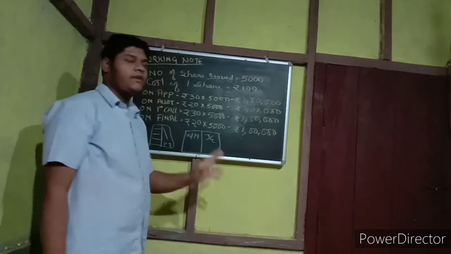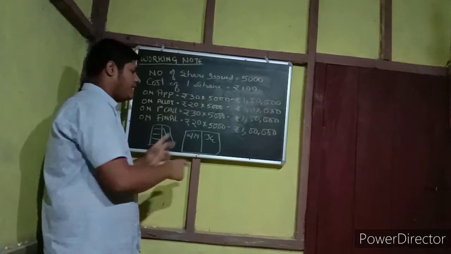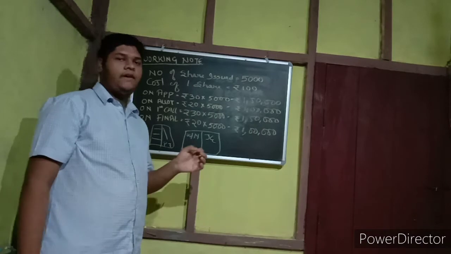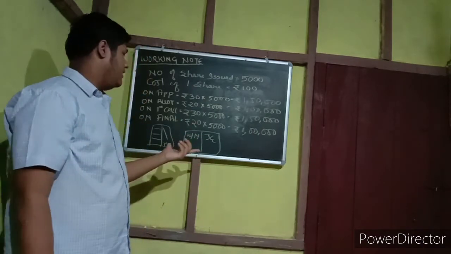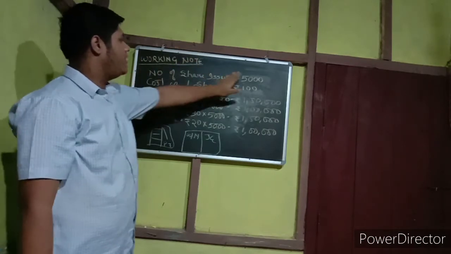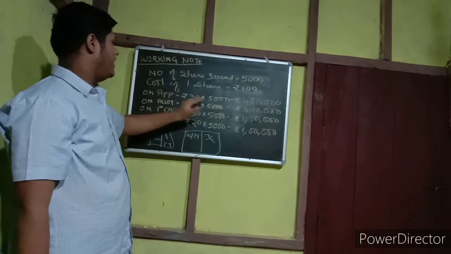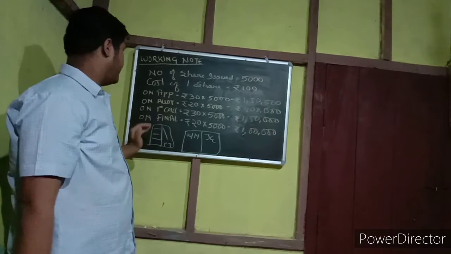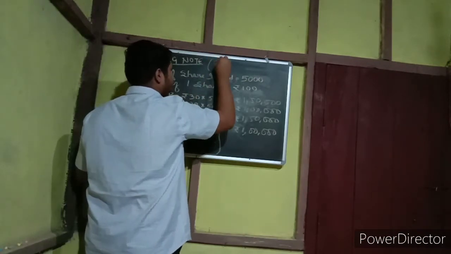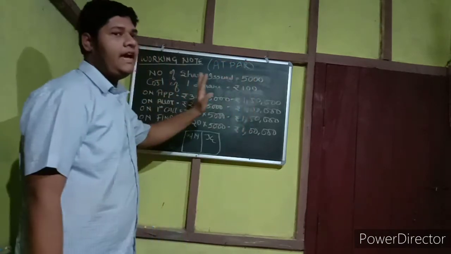This is the same I am saying for Class 11 practical. For each and every practical you solve like this. Don't turn the page; do the working note on one page and the journal on another page. Otherwise it will give a false impression to the examiner. So now the working note: number of shares issued, cost of one share, then the division: application 30, allotment 20, first call 30, final call 20. This question is from the portion of at par.